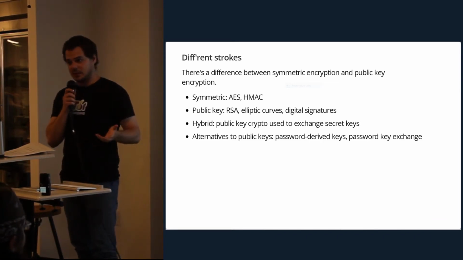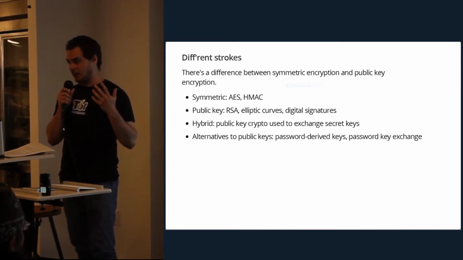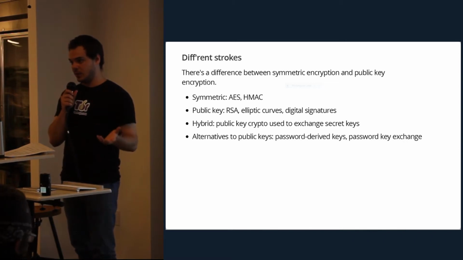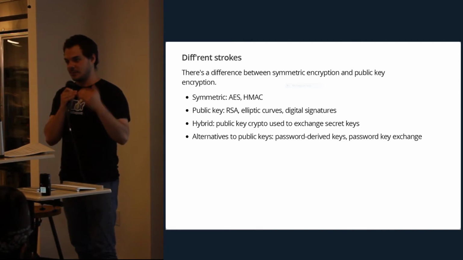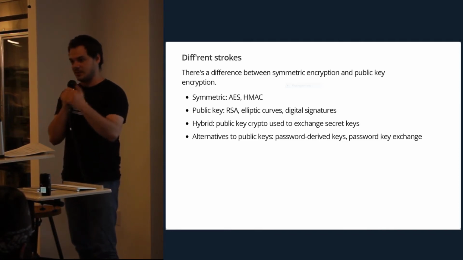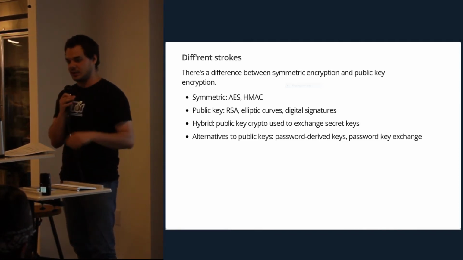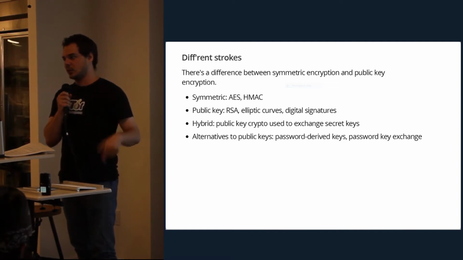Really, we want to mix the two together. We want to use public key cryptography, which is slow but really nice for exchanging keys, to exchange symmetric keys. Then once we've exchanged those symmetric keys, often called a shared key, we can move to much faster crypto.